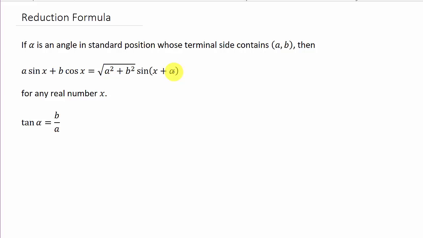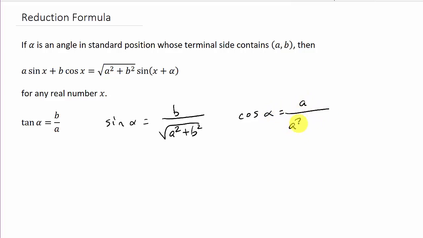Now, depending on what textbook you're using, or how your teacher tells you to do it, there are different ways to find alpha. You've got sine alpha is equal to b over the square root of a squared plus b squared, and you've got cosine alpha is equal to a over the square root of a squared plus b squared. You can use either one to find alpha. I just always like to use tangent alpha as b over a.